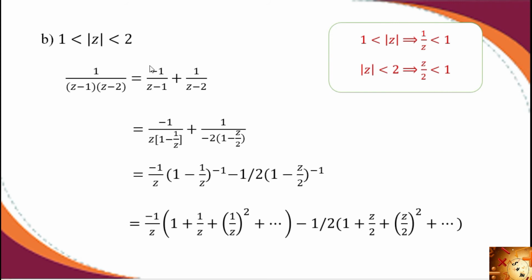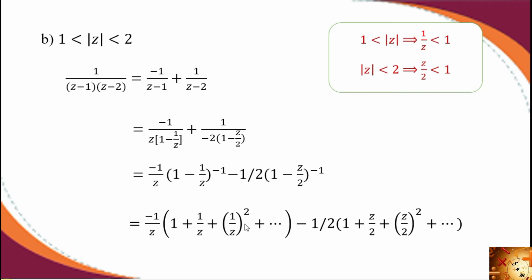Next, moving to our function, here minus 1 divided by z minus 1. This expansion will be valid if 1 by z less than 1. So taking z outside, that is minus 1 divided by z into 1 minus 1 by z, plus, next portion is 1 by z minus 2. The relation z and 2 is z by 2 is less than 1. So taking 2 outside, here z minus 2, so taking minus 2 outside, we get 1 minus z by 2. That is minus 1 by z into (1 minus 1 by z) whole power minus 1 minus 1 by 2 into (1 minus z by 2) whole power minus 1.